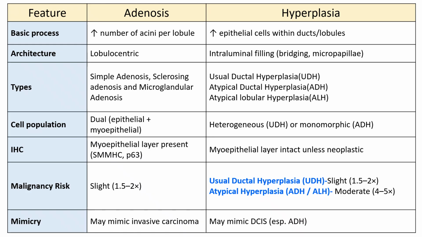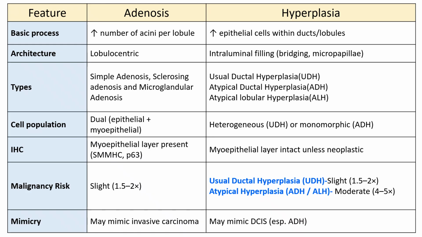The cell population is dual, inner luminal epithelial and outer myoepithelial cells. In hyperplasia, if it is usual ductal hyperplasia, there is an increase in the number of epithelial as well as myoepithelial cells, giving a heterogeneous population. In ADH or atypical ductal hyperplasia, it is a monomorphic cell population. IHC pattern in adenosis: the myoepithelial cell layer is intact, which is demonstrated by smooth muscle myosin heavy chain and P63. And in hyperplasias also, the myoepithelial cell layer is intact unless it is neoplastic.